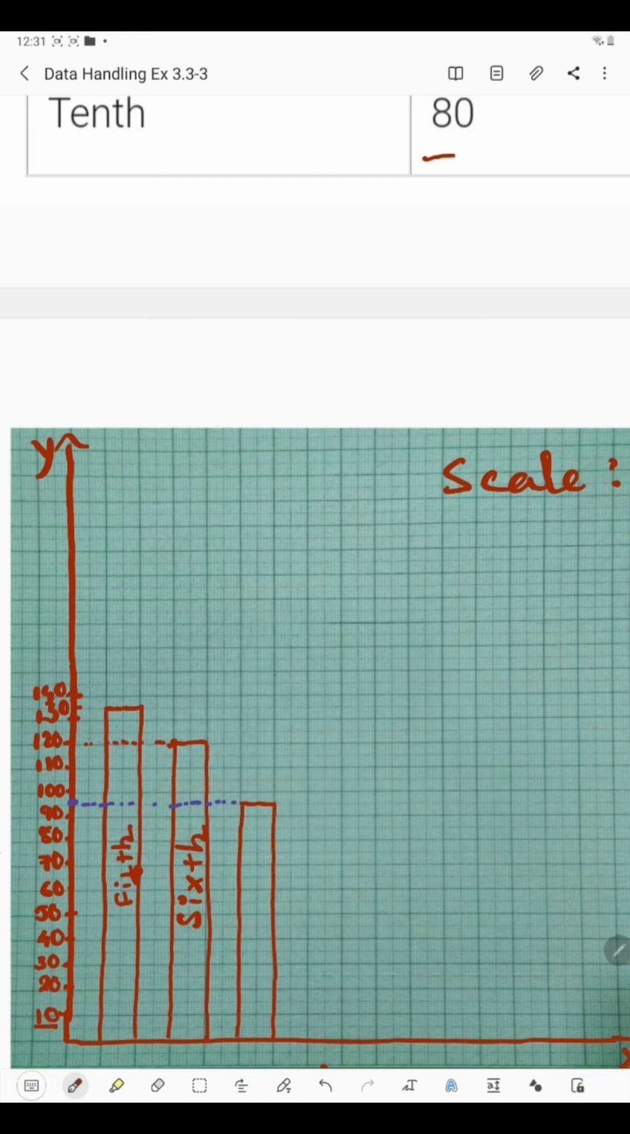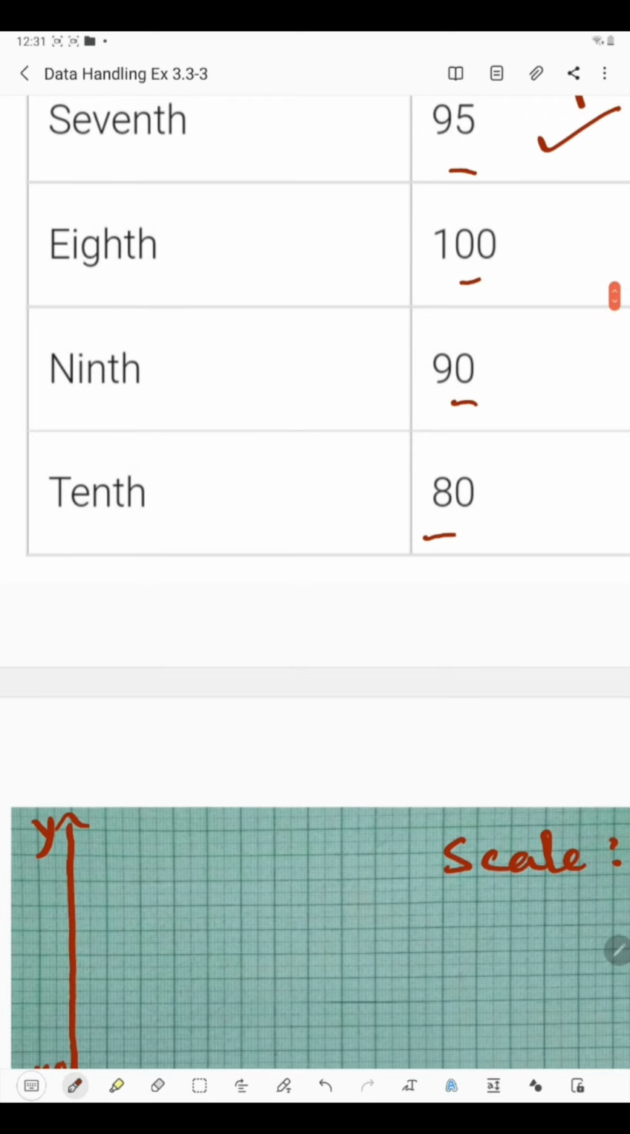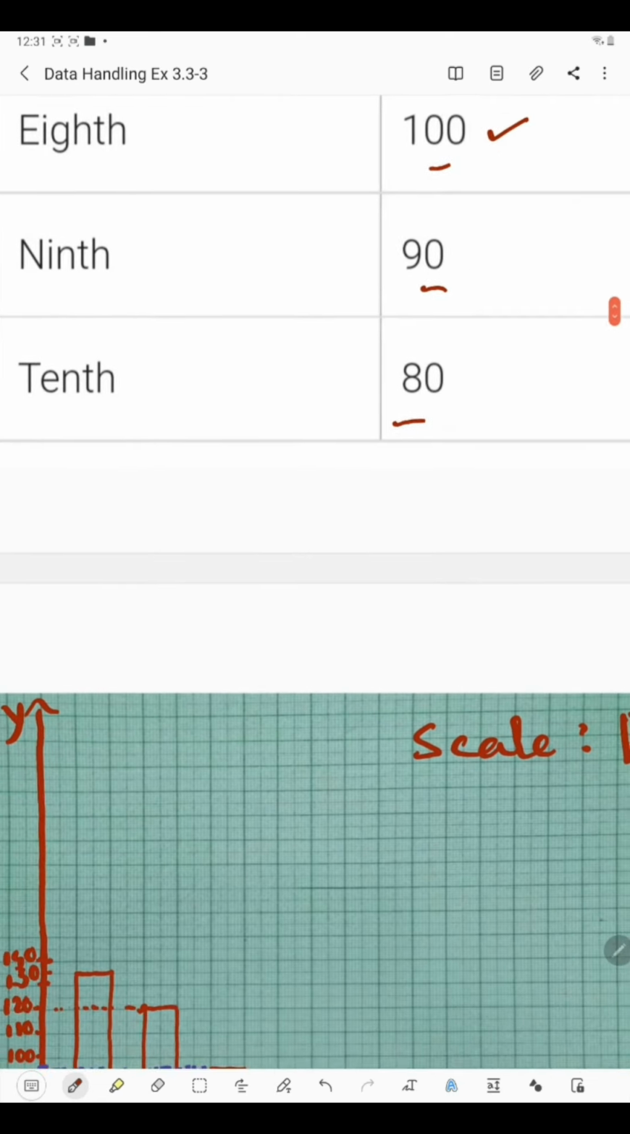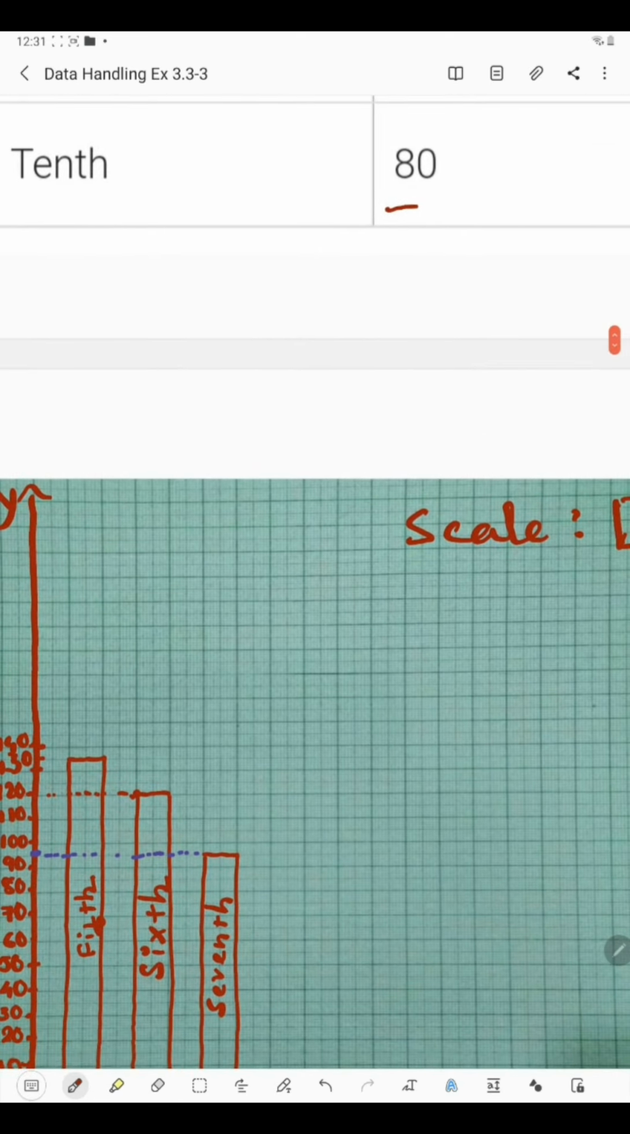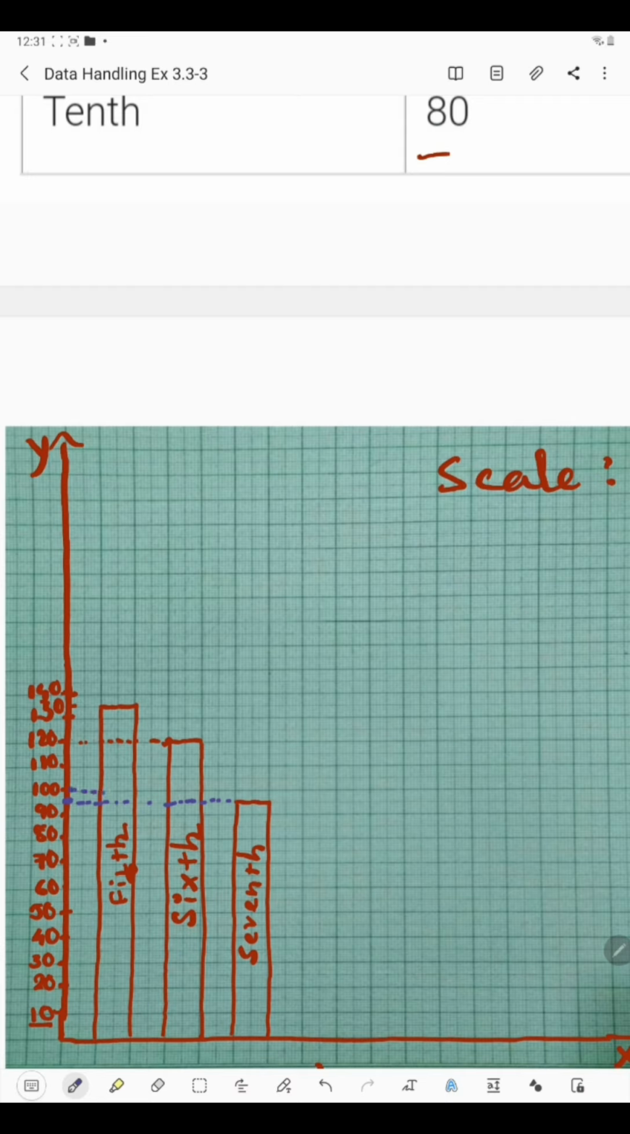So this bar represents the number of students in 7th class. And this bar represents 95 students in 7th class, right? Now next we have 100 students in 8th class. So where is 100? Here is 100.